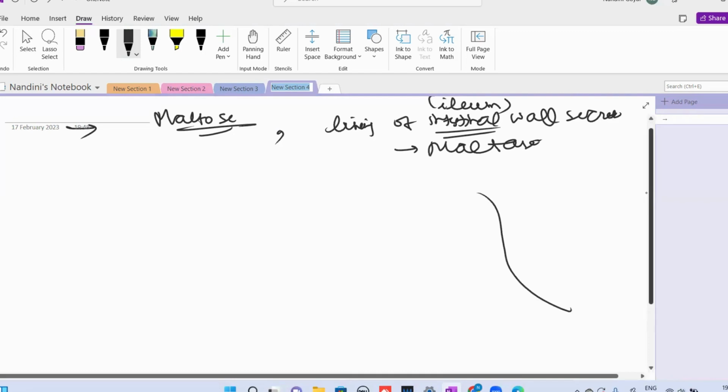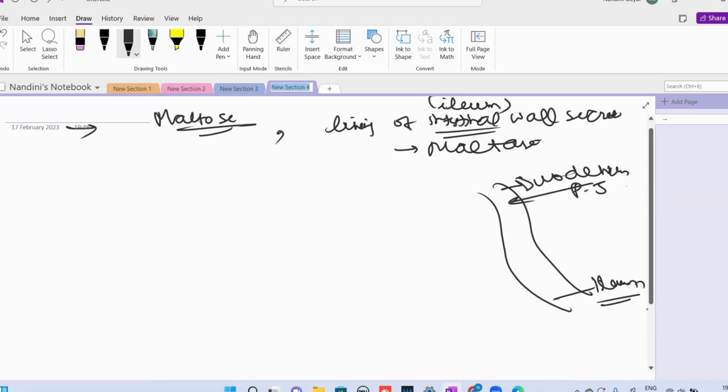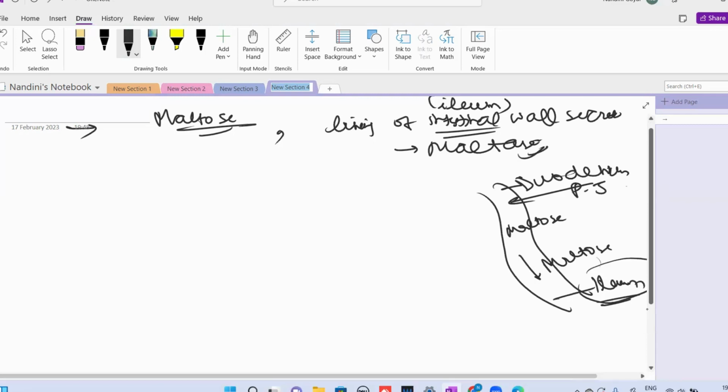I told you in the previous class that the duodenum is the upper part of the small intestine, and this is the ileum, which is the lower part of the small intestine. Pancreatic juice comes into the duodenum. Here starch has been converted to maltose. Now maltose comes to the ileum. There is no starch in the ileum now. So the ileum now secretes this maltase enzyme in order to convert this maltose. The lining of the ileum intestinal wall secretes an enzyme called maltase.